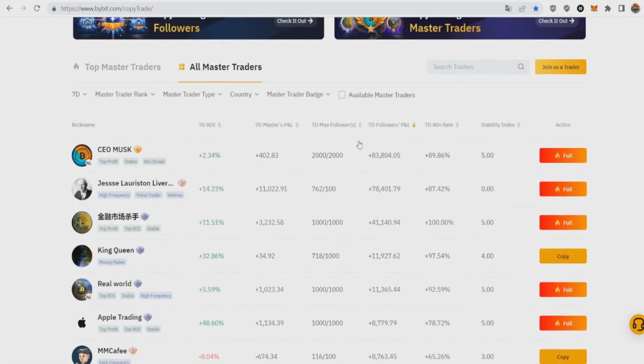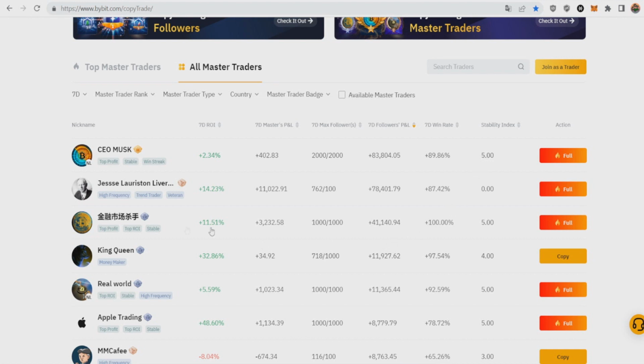Then there's a couple indications you need to watch. The first one, that they make good profit for the followers. The second one, that their win rate is 90 plus. And the third one, that their stability index is 5. So stability index of 5 means they're doing very steady trades, not many risky, just up.